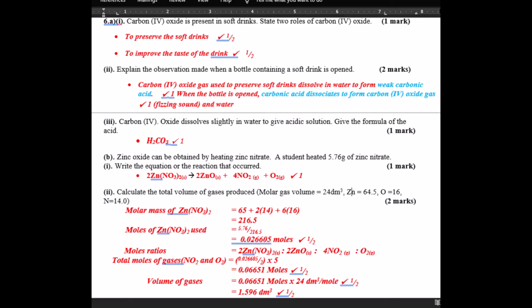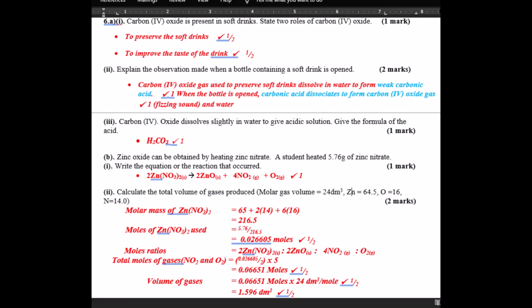If I am to do the calculation, I need to know the total volume of gases that was produced. Remember the two products that are in gaseous state, nitrogen dioxide and oxygen. In total, I have 5 moles. Start by working out the molar mass of zinc nitrate. With this, it will be the 65, 28, and even the 6 times 16. You get 216.